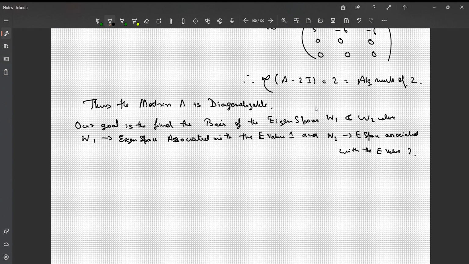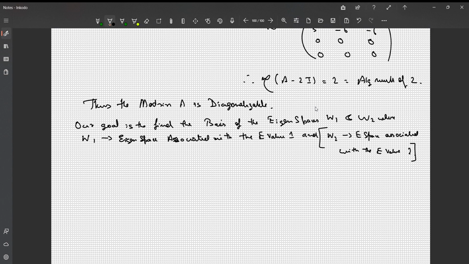it's a span of a single element. So the basis consists of only one element, right? So any one eigenvector we come up with associated with the eigenvalue 1 will do. And in the case of W2, it will have a basis consisting of two elements. Because the dimension of W2 is 2, we need to get two linearly independent eigenvectors. How to solve for eigenvectors?